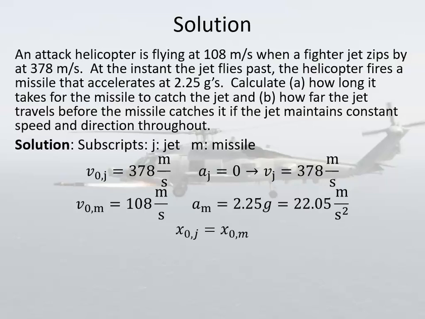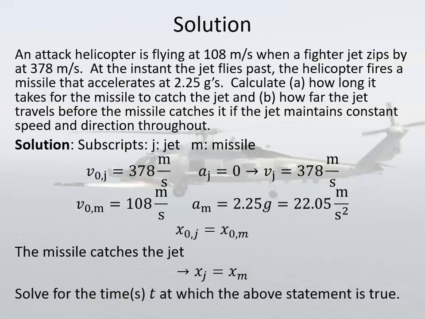Here, the initial positions of the jet and the missile are the same. So we note that. And also, keep in mind, the missile catches the jet, which means their final positions are the same. What does that mean? Well, I have an equation for x, coming from the delta x equation and having rearranged to put initial position on the right side. But in any case, we have the x naught for the jet plus v naught jet t plus a half a sub jet t squared is going to be equal to x naught for the missile plus v naught missile t plus a half a missile t squared. So that's what we're going to have as our next step.